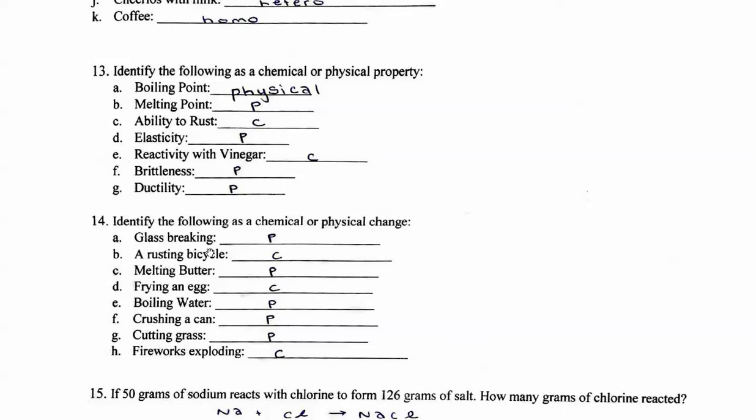Elasticity, if you stretch a rubber band, you're not changing its identity, so it's physical. Reactivity with vinegar, if you react calcium carbonate with vinegar, you're definitely changing its identity, you're disintegrating it. Brittleness, how easy it is to break it, that's physical. Breaking, you're not actually changing its identity. And ductility, being able to stretch it into wires. If something's ductile, again, you're not changing the identity, therefore it's physical.